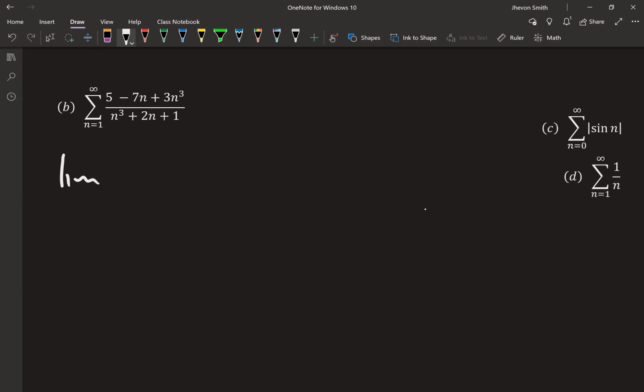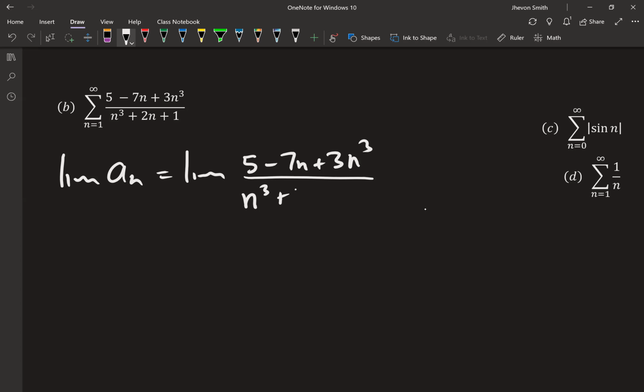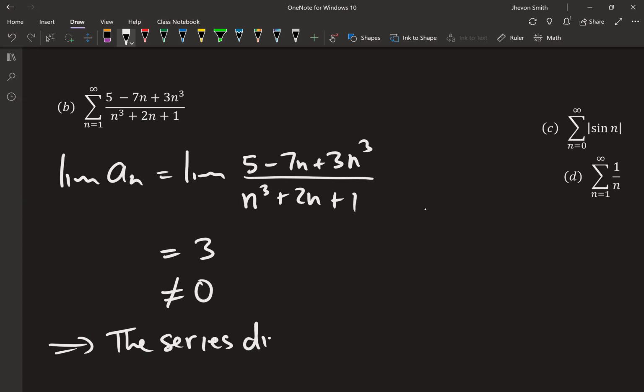Well, what you can do here is look at the limit of a_n. This is going to be the limit of 5 minus 7n plus 3n cubed divided by n cubed plus 2n plus 1. What is that limit? Quickly. It's 3, ratio of leading coefficients. We, of course, remember that from our limits from Calc 1. And so, in particular, that's not 0. The series diverges by divergence test.